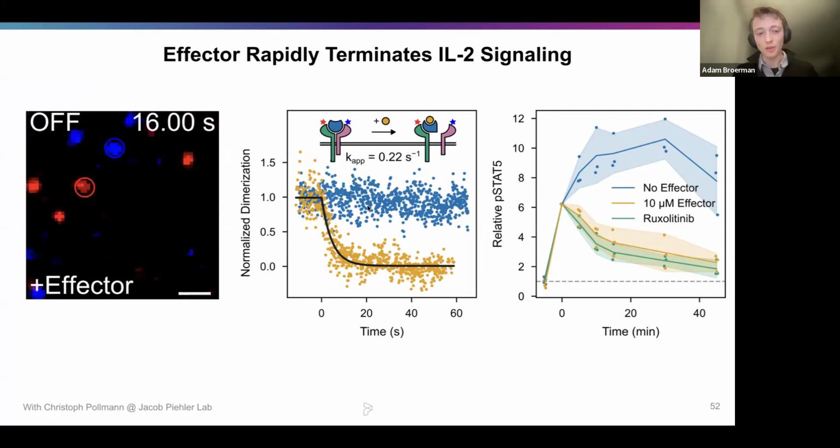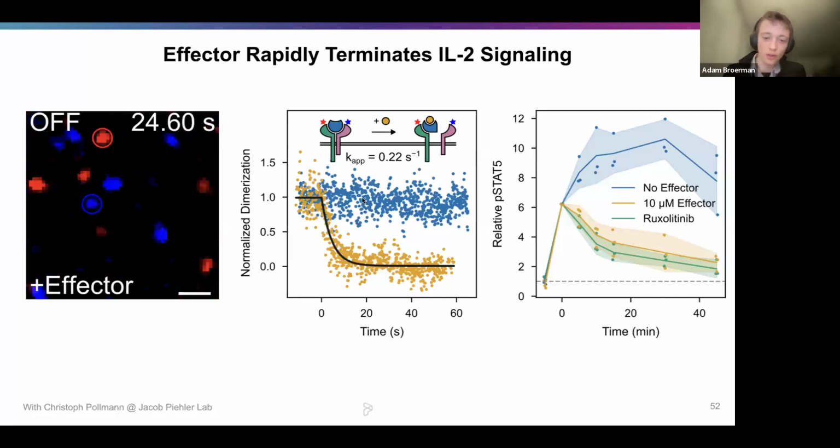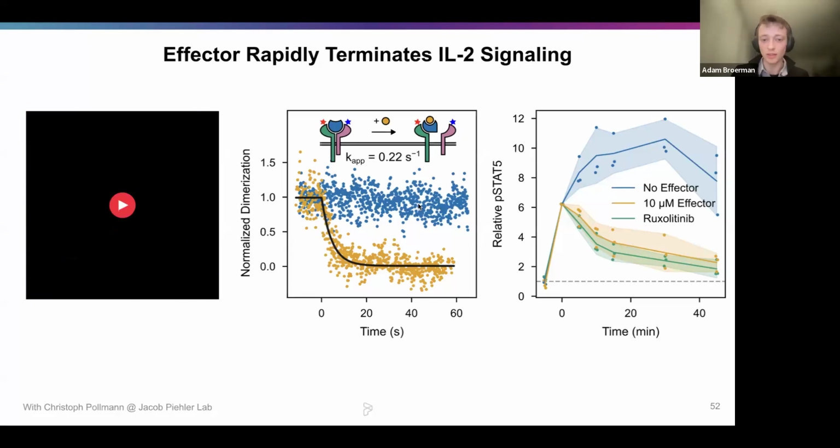And so then here I'm showing tracking for many receptor pairs. And if in blue, if we don't add the effector, nothing really changes. Those complexes remain dimerized. In orange, if we add the effector at time 0, within about 10 seconds, all of the complexes have just completely dissociated. This worked way better than I ever would have imagined it to.